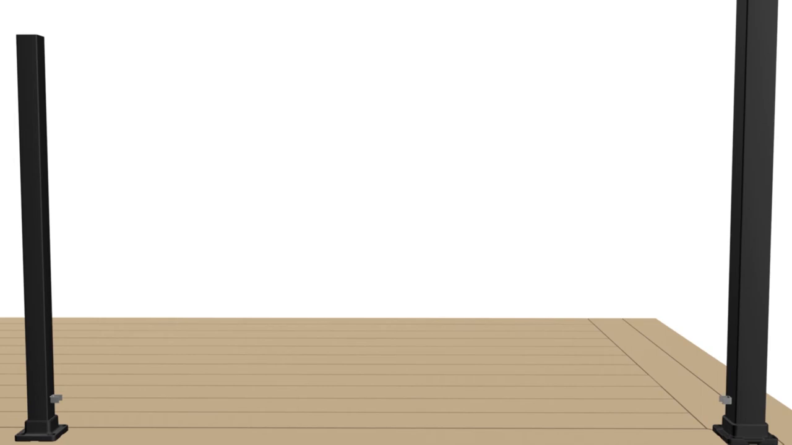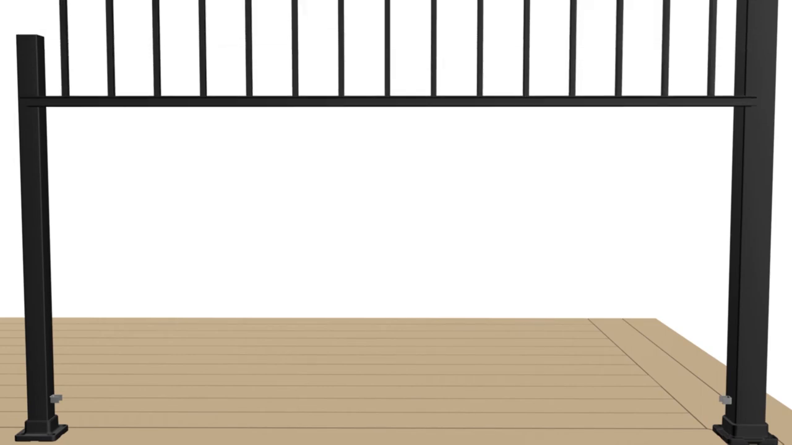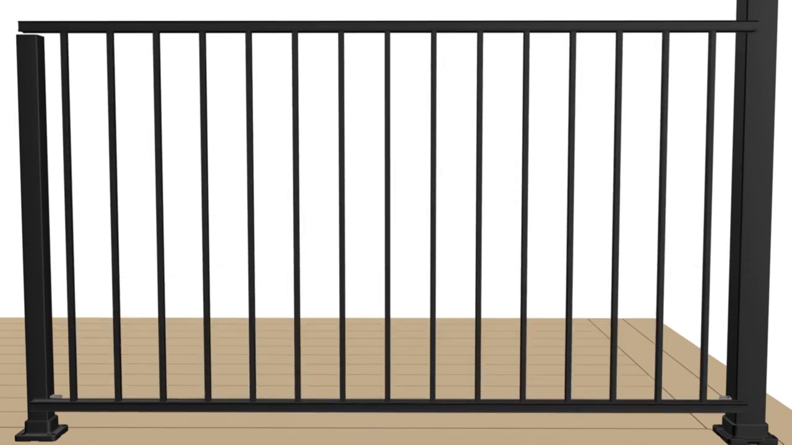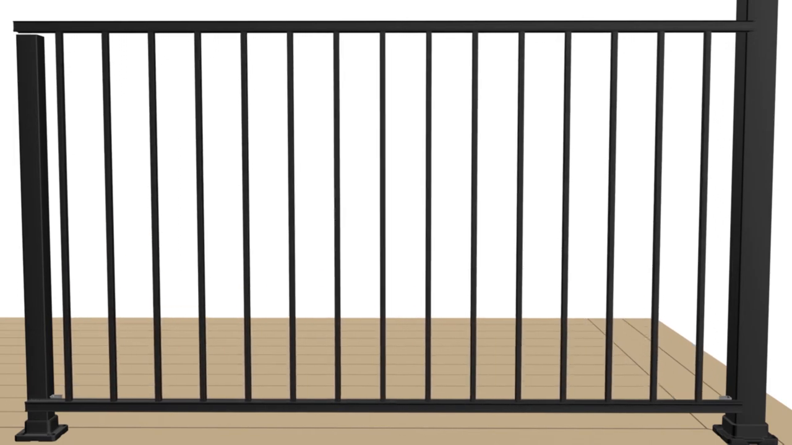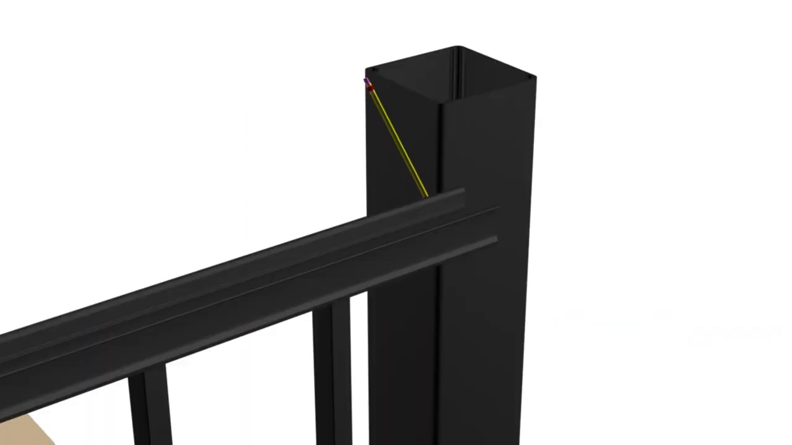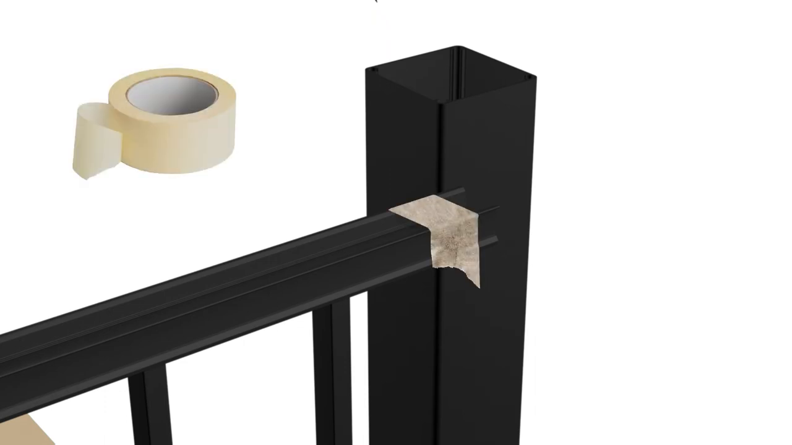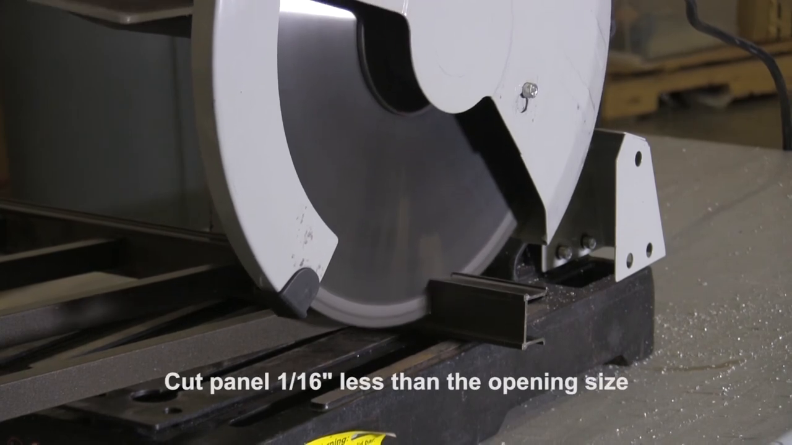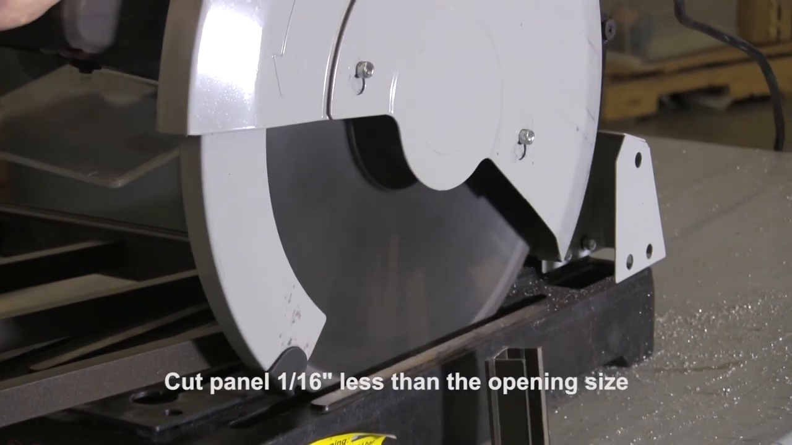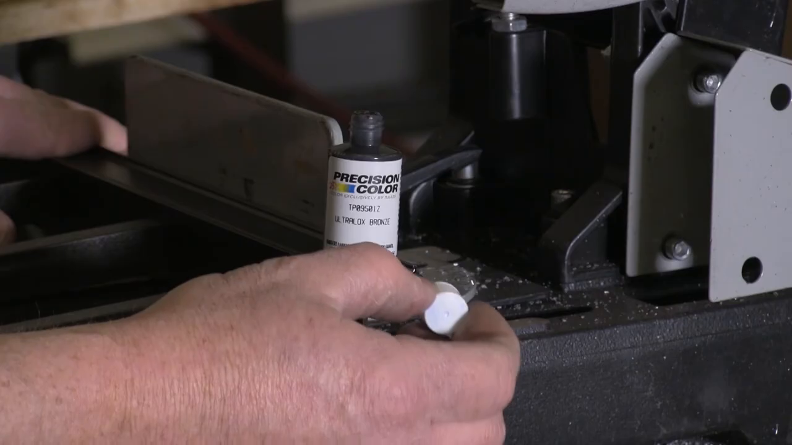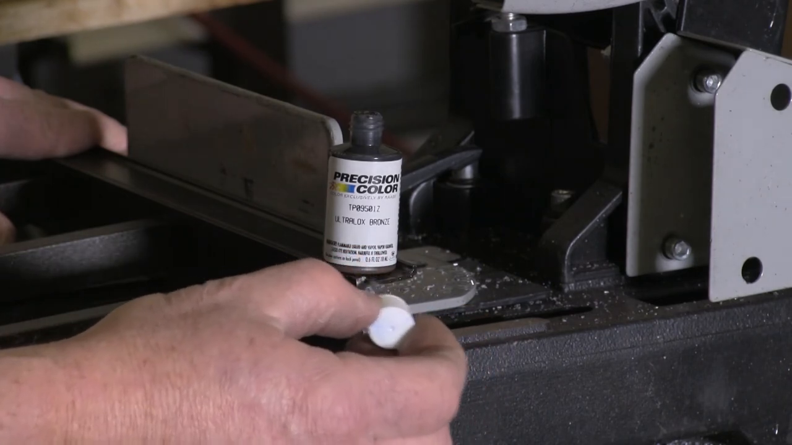Step 4. Cut deck panels. Clamp or hold balustrade against post. Adjust for equal end spacing. Mark the top and bottom rails. Tip: you can use masking tape to mark the cuts as an alternate method. Cut panel 1/16 inch less than opening size. Clean cut areas and apply touch-up paint on exposed ends.